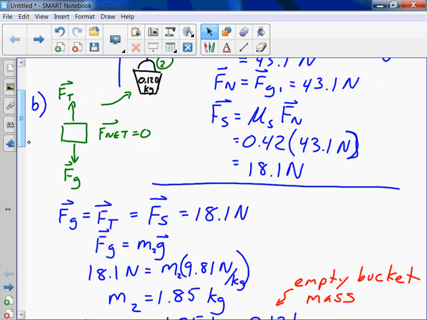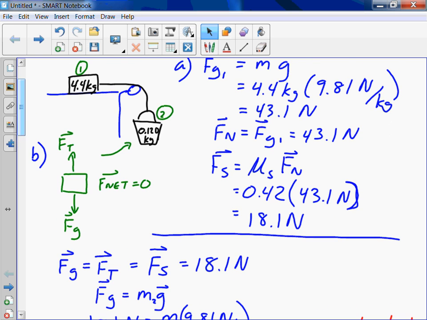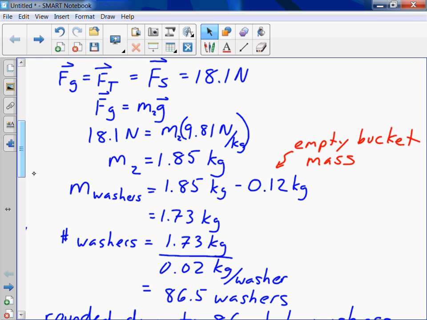Then in part B, we realized that the tension applied to accelerate the whole system is equal to the force of gravity acting on the dangling mass. So we had to go down here and calculate what that force of gravity would be in terms of the mass of the bucket, then do some just grade school calculations to figure out how many washers that would be.